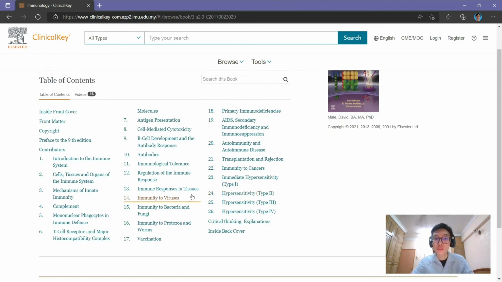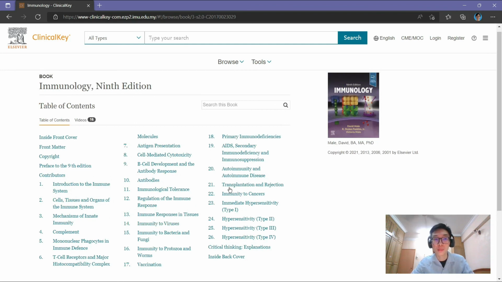So I think that's all from me to talk about this book, Immunology, the Ninth Edition. This book is available at Clinical Key, and all students can access the whole book online at the IIU library portal. Thank you.